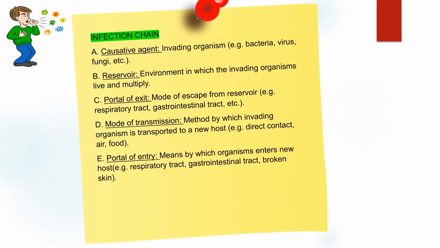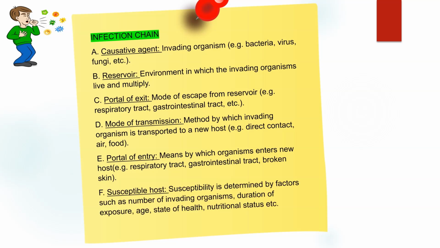Next in the chain, portal of entry, means by which organisms enter a new host. Example, respiratory tract, gastrointestinal tract, and broken skin, etc. Next is susceptible host. Susceptibility is determined by factors such as number of invading organisms, duration of exposure, age, state of health, nutritional status, etc. So these are the chains of infection.